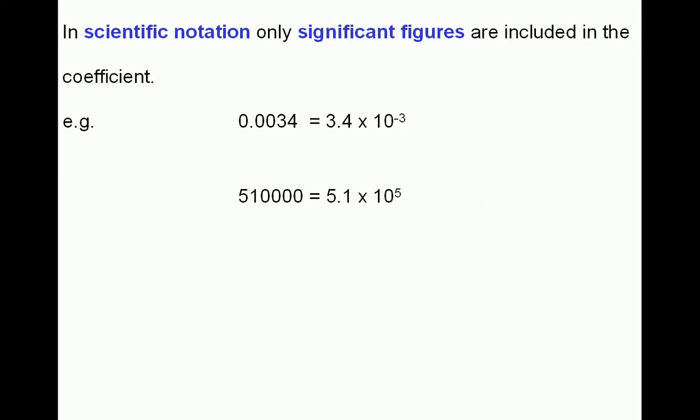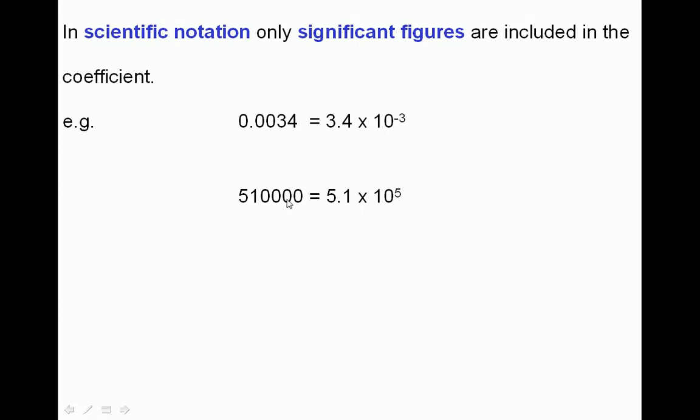In scientific notation, only significant figures are included in the coefficient. So here we have this number, it has 2 significant figures. So I move the decimal place 1, 2, 3 spaces to the right. Okay, and now I have one non-zero number to the left of the decimal. So my coefficient will be 3.4 and my exponent will be -3.